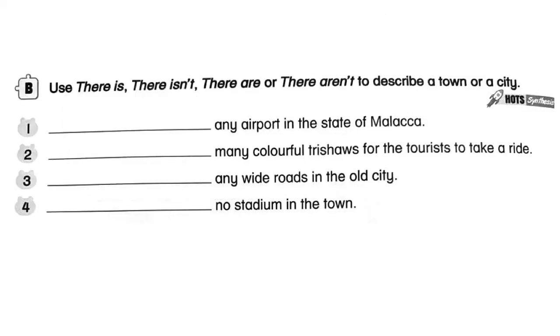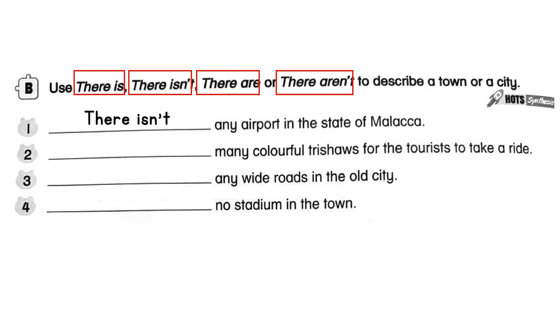Okay, B. Use there is, there isn't, there are, or there aren't to describe a town or a city. Okay, there is for singular and there are is for plural. Okay, let us look at 1. Any airport in the state of Malacca? Okay, the keyword here is any, so the answer is there isn't any airport in the state of Malacca.